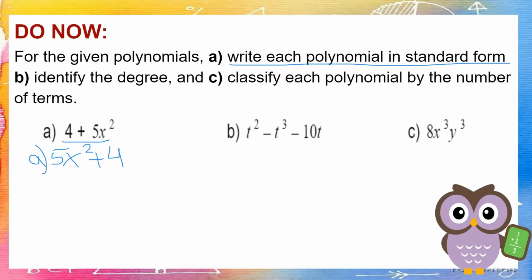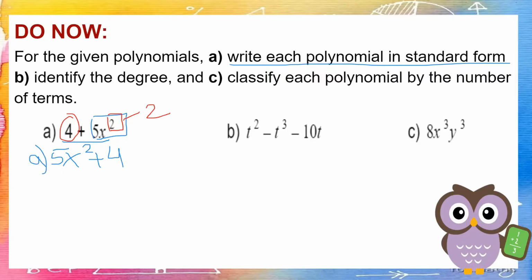So look, this term right here, the 5x squared, I'm going to use a different color. The 5x squared has an exponent of 2, right? Look at the 2. So this term has a degree of 2, right? So this is a second degree term. But how about this one? What is the degree of this term?